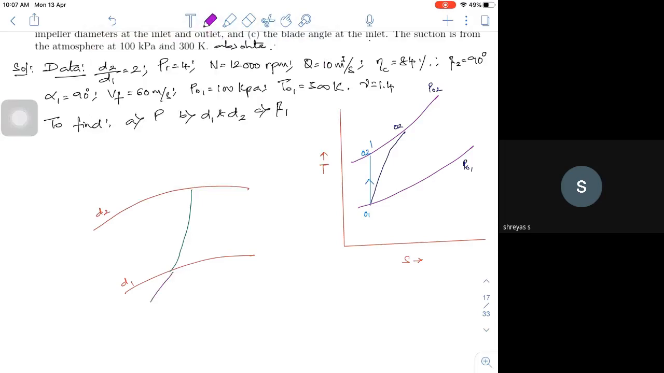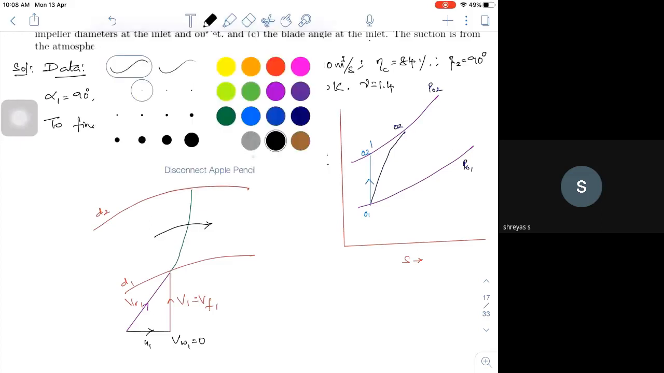So this is my corresponding VR, and if I draw the corresponding V1, which is equal to Vf1, and this is my VR1, and I do have the corresponding U1 in this direction, so that my Vw1 is equal to 0, and this is rotating in the clockwise direction. And at the exit, it's given that it is radially exiting.